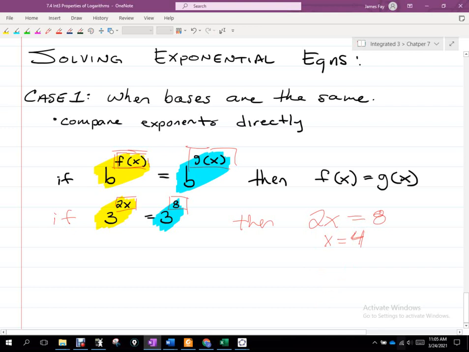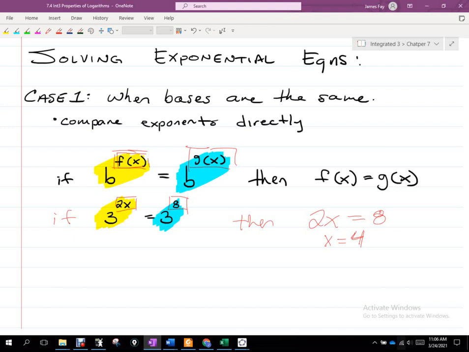And now think about this. If I go back to your original equation and put 4 in for x, you would have 3 raised to the 2 times 4. What's 3 to the 2 times 4? It's 3 to the 8, right? Does that make 3 to the 8 equal to 3 to the 8? Yeah. Okay, so that's how we solve exponential equations when the bases are the same.